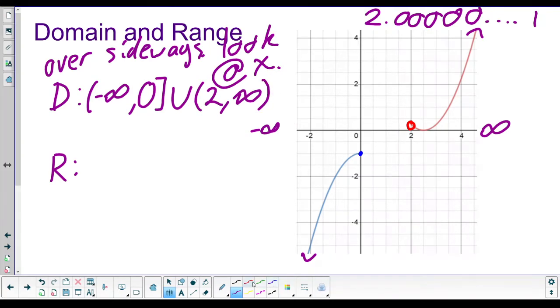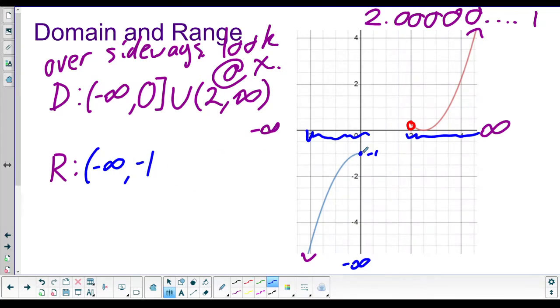All right. Now for range, we want to know up and down. So now ignore the x-axis. We don't give a hoot about the x-axis. We want to know how far up and down stuff goes. So always start on the negative side. Here's negative infinity. So we've got an arrow pointing down. This thing goes down forever to negative infinity. And it goes up to, this is negative 1. It's not labeled, but it's negative 1.